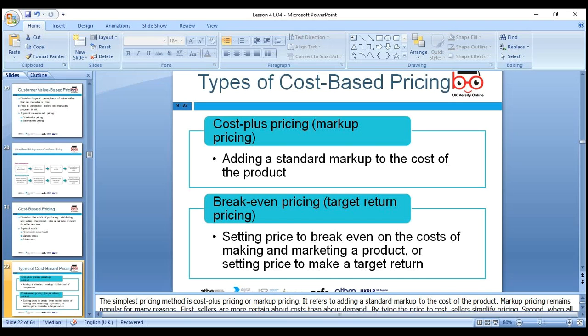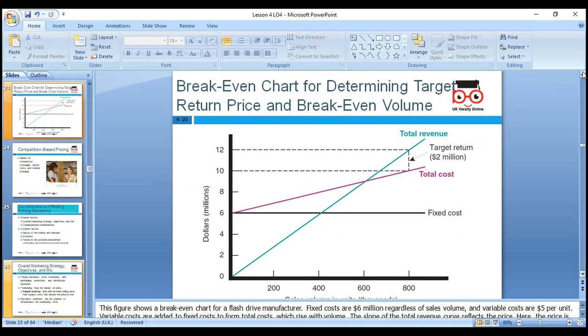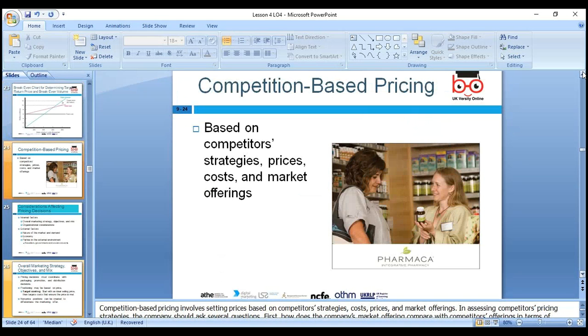Break-even is the point where there is no profit and no loss, and we can look at break-even pricing as well, or we can add to it to get a profit. Cost-volume-profit analysis in accounts is quite good for understanding this. A break-even chart determines the target return price and break-even volume: total revenue, target return 2 million, total cost, fixed cost. So all this needs to be focused on. Anybody take a question? Competitor-based pricing is based on the competitor's strategies.